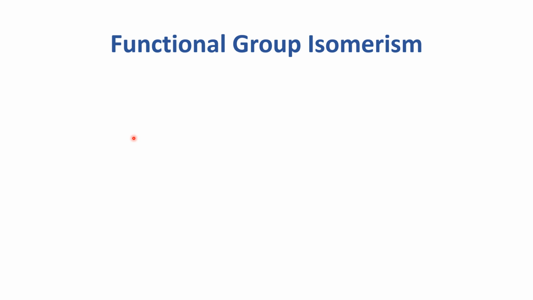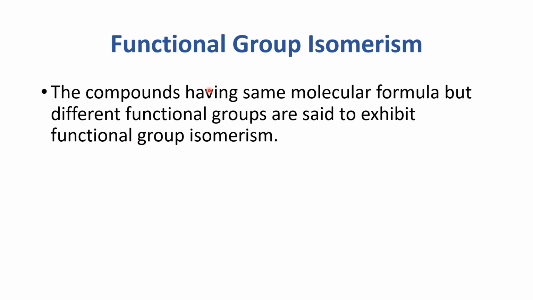The next one is functional group isomerism. Compounds having same molecular formula but different functional groups are said to exhibit functional group isomerism. For example, dimethyl ether and ethyl alcohol. यहाँ पे जो molecular formula है इन दोनों का वो same है, लेकिन जो structural formula है वो different है. So ether और alcohol family जो है वो functional group isomerism exhibit करते हैं.